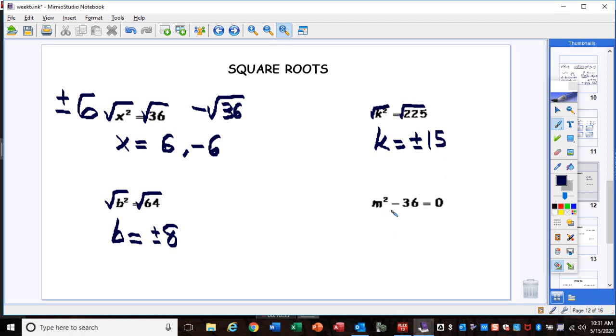All right. Sometimes you're going to get terms that are not on opposite sides, so I'm just going to move the negative 36 over. So we're going to have m squared. By the way, there's another way. We could just factor this and get the same answers. I'll show you that later. Okay, m squared is equal to 36. So I'm just going to move the negative 36 over to the other side. Okay, so m is going to take on a couple of answers.